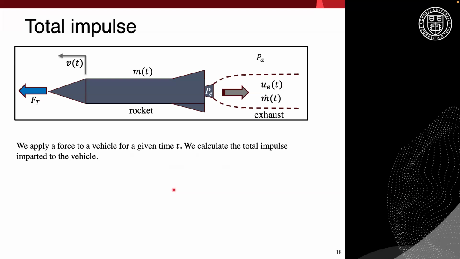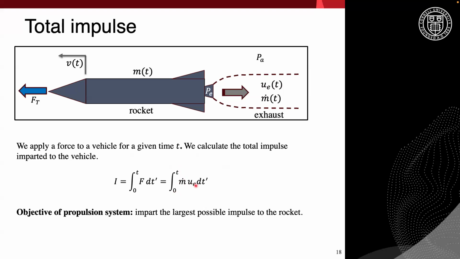And then we can define the total impulse. So if we apply the thrust to a vehicle for a given time t, we can calculate the total impulse imparted to the vehicle, which is defined as the integral of the force between time 0 and time t. So the total impulse I is equal to the integral between 0 and t of F dt, which is also equal to the integral between 0 and t of m dot ue times dt.